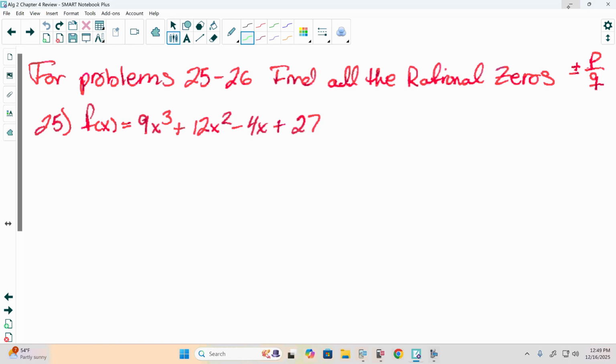So what we're doing next is the possible rational zeros, or possible rational solutions. And we put it in the form of plus or minus p over q, where p is the factors of the constant term, and q is the factors of the leading coefficient.